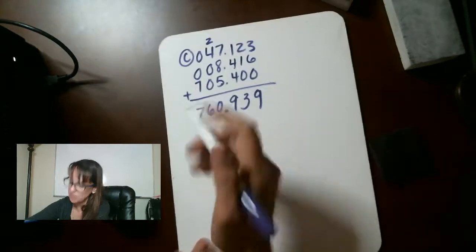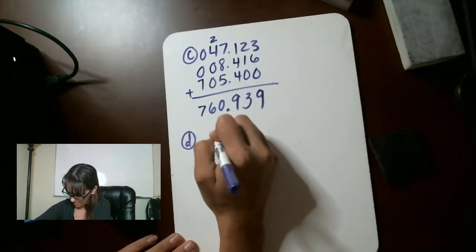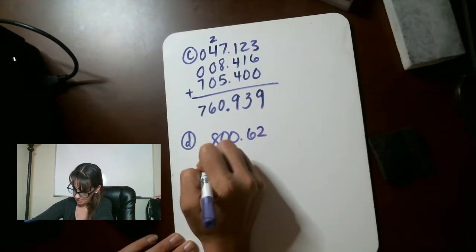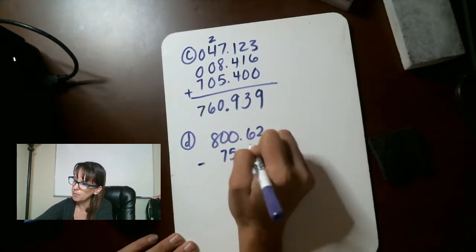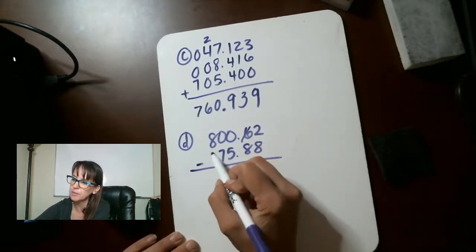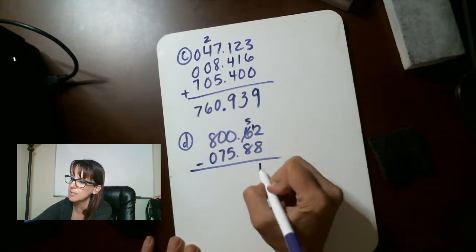Okay, that was C. Let's try D here. Same idea, but this time we're subtracting. So we have 800.62 minus 75.88. All right, got to borrow from here. So I'm going to throw a placeholder in there. All right, so 5 here, 12. So that's going to be 4.